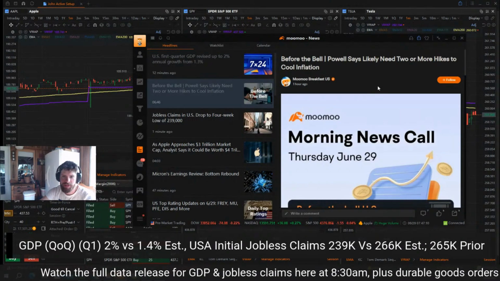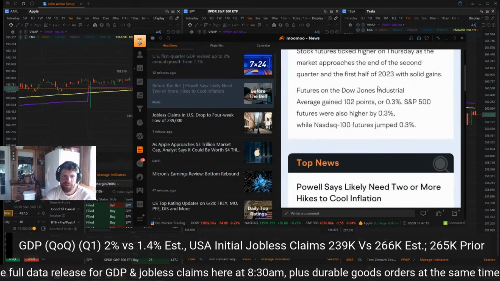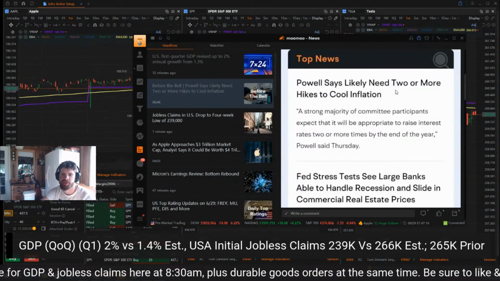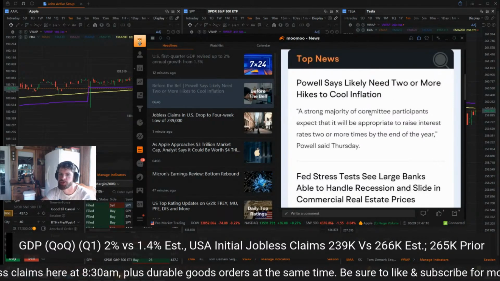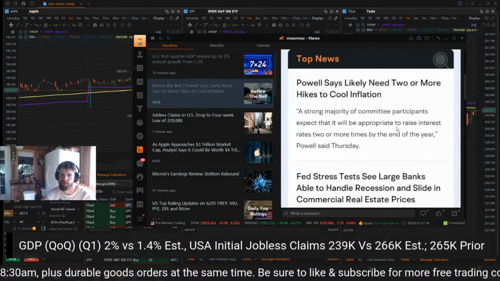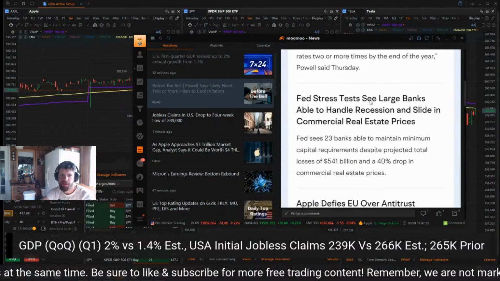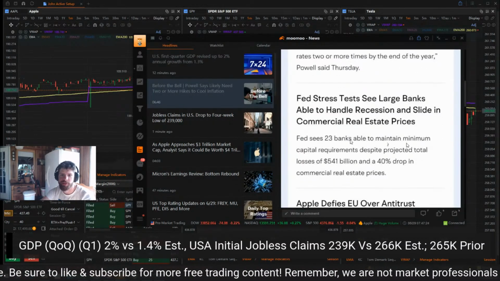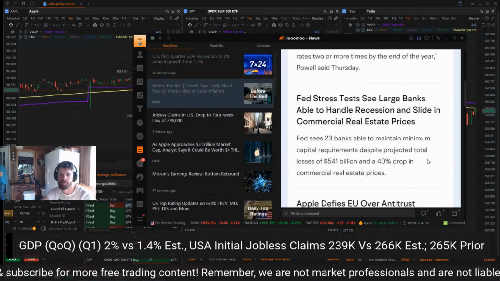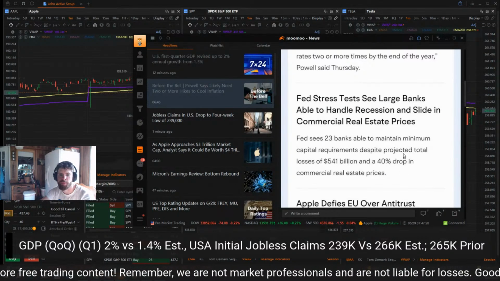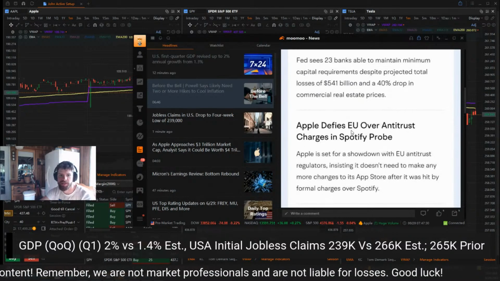So before the bell today, Powell said a couple things. Powell said we likely need 2 or more hikes to cool inflation. A strong majority of the committee participants expect that it will be appropriate to raise rates 2 more times by the end of the year, he said this morning. He also said they see 23 banks able to maintain minimum cap requirements despite projected total losses of $541 billion and a 40% drop in commercial prices.